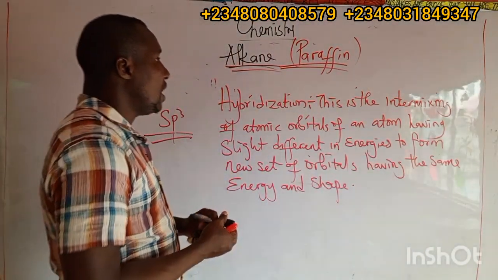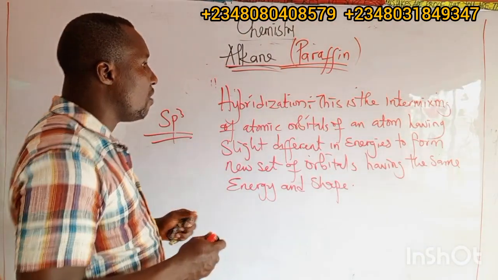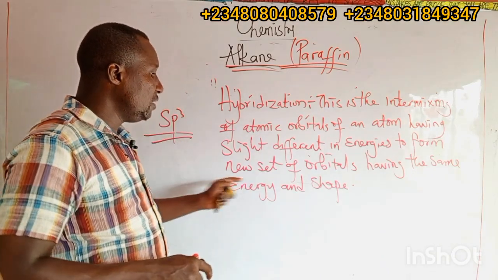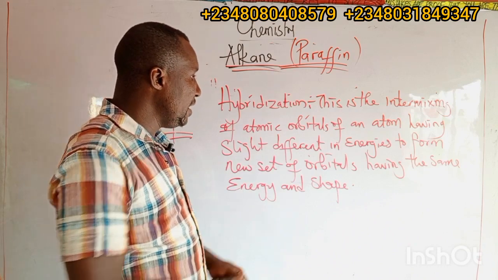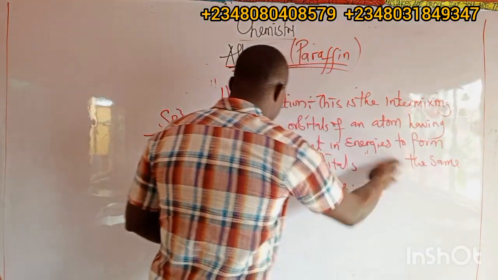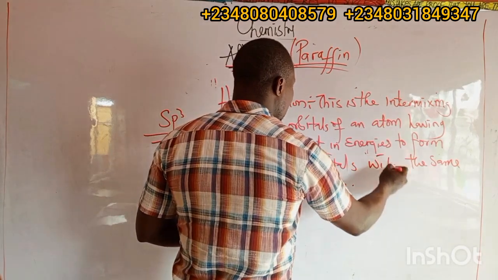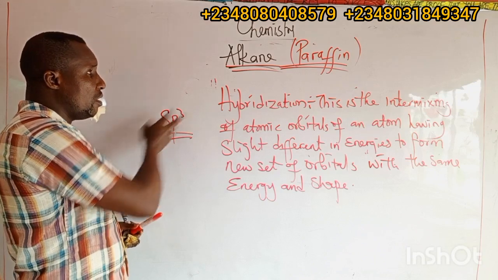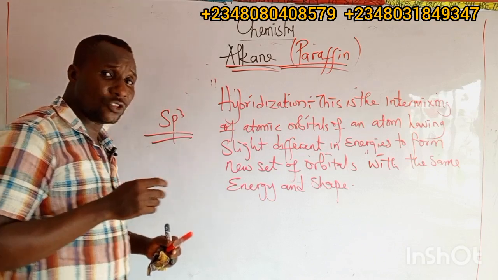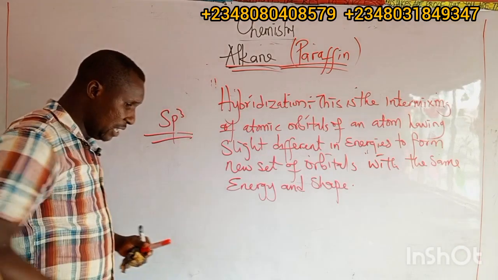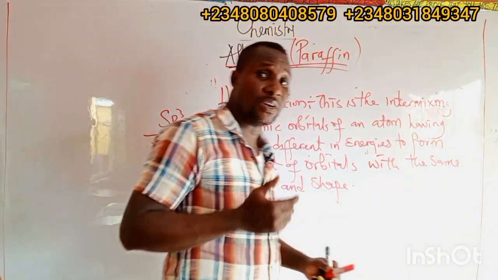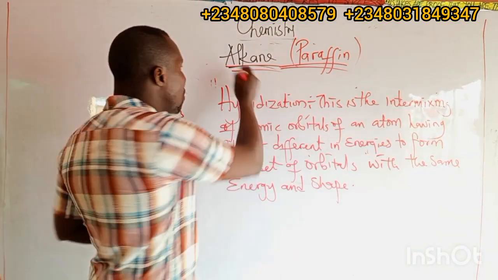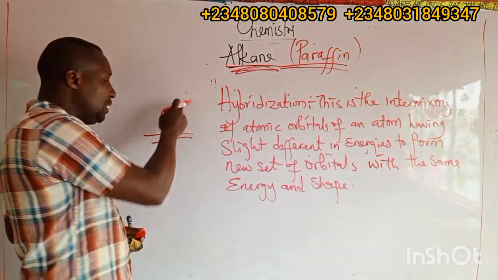Hybridization simply means the mixing of atomic orbitals of an atom having slight difference in energy to form new sets of orbitals with the same energy and shape. And I told you the hybridization of the carbon atom of alkane is sp3.